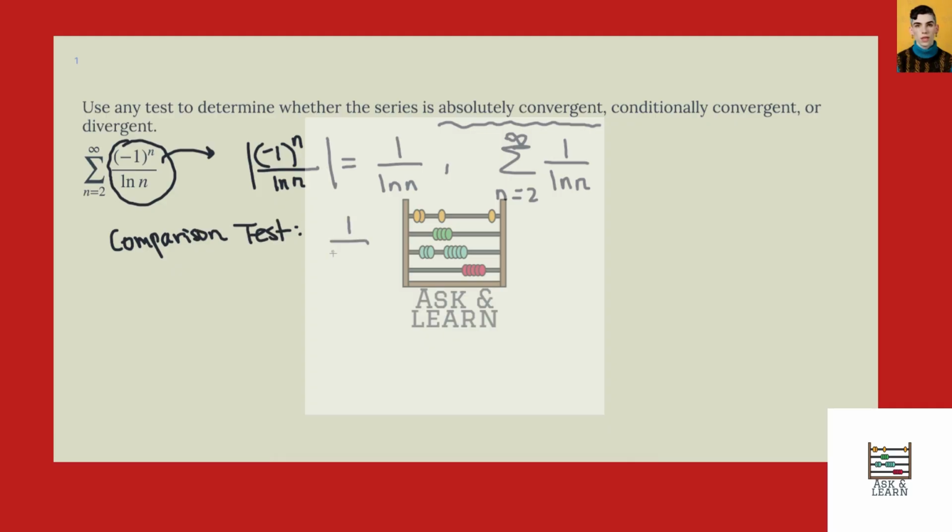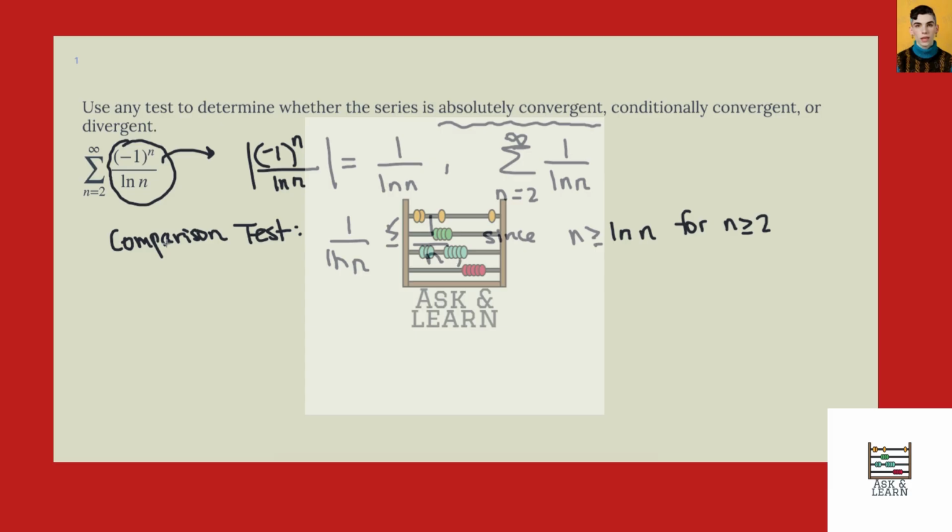We have 1 over natural log of 2. This is, natural log of n is bigger than or equal to 1 over n. And the reason for this is that n is bigger than or equal to, but really bigger than, natural log of n. And in our case, n is 2 or larger. So this justifies this over here.